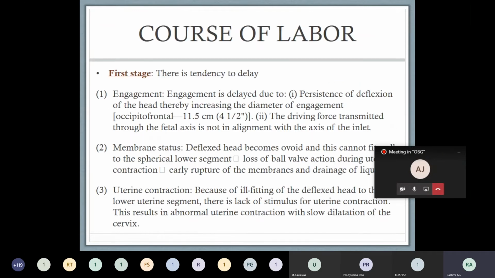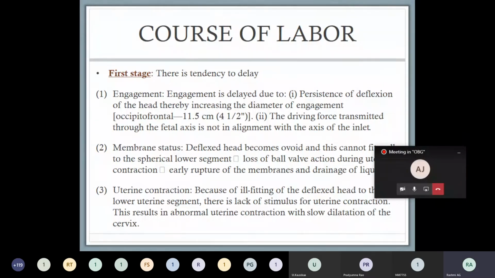Coming to the course of labor, in an occipitoposterior position, in the first stage of labor there is a tendency to delay. Engagement is delayed. Why is the engagement delayed? One is because of the persistence of deflection of the head, thereby increasing the diameter of engagement. And second, the driving force transmitted through the fetal axis is not in alignment with the axis of the inlet.